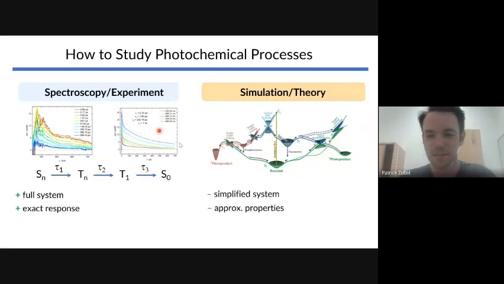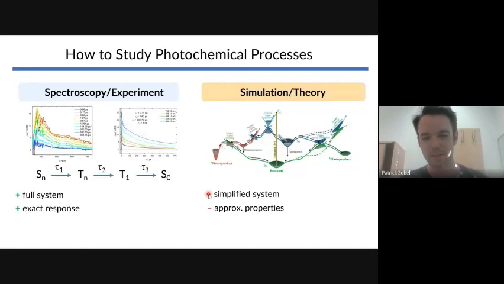Well, if you have to do simulation theory, usually you are restricted to studying some smaller systems, which means they are somehow simplified. Maybe some large groups in the molecule are missing, or you don't have an environment. And also, because you cannot use exact theory, the properties you get out are always somehow approximated.